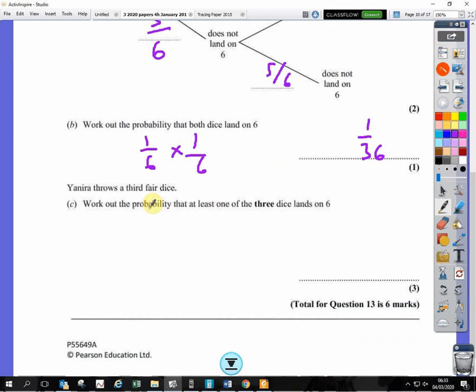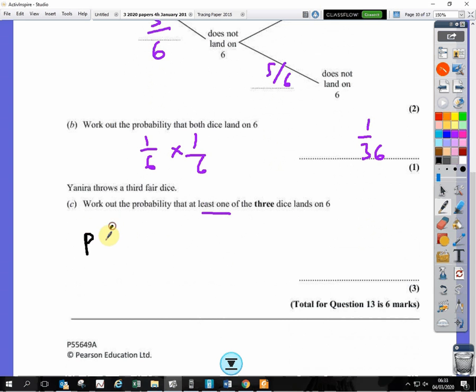She throws a third fair dice. Work out the probability that at least one of the 3 dice lands on a 6. This phrase, at least one, means one or more. So at least one of the 3 dice lands on a 6. There's a quick way to do this, because there's so many different options, but the one option that it cannot be is if they all do not land on a 6.